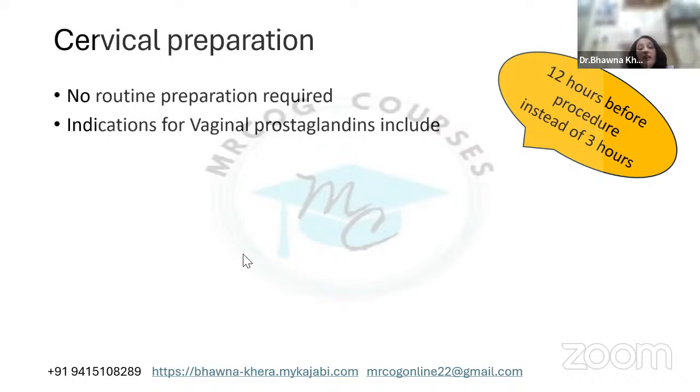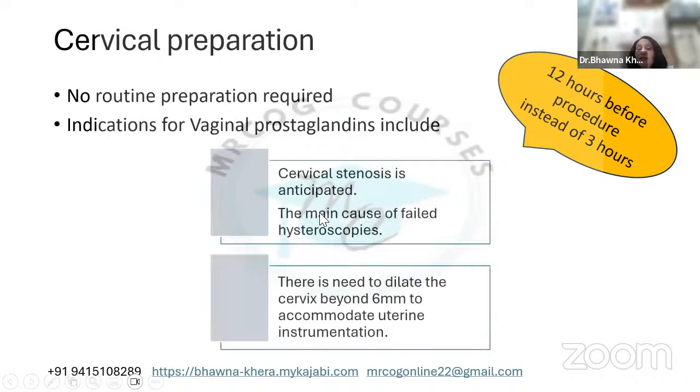So what are the indications when it needs to be considered? It needs to be considered when you are anticipating that patient may have cervical stenosis. So when will you anticipate that patient will have a cervical stenosis? The possible scenarios could be patient is previous cesarean, or simple nulliparous women may have a difficulty in passing through the os, atrophy, or there could be other causes, any surgeries on the cervix. So if you are anticipating that you will find the cervical stenosis, in this case, you may need the cervical preparation beforehand.